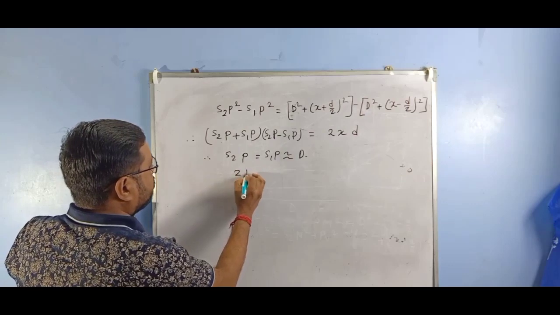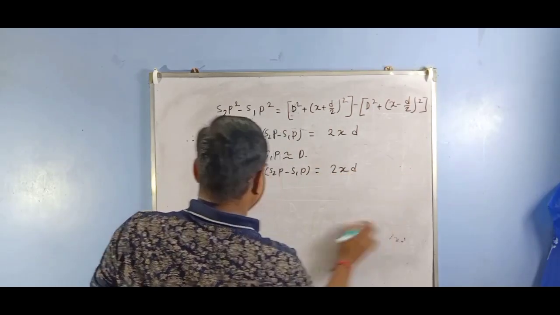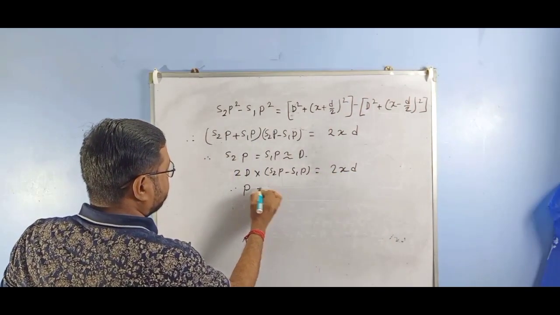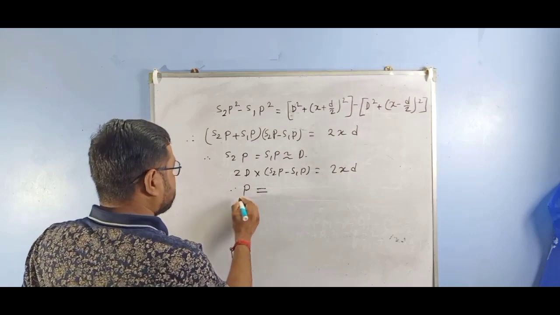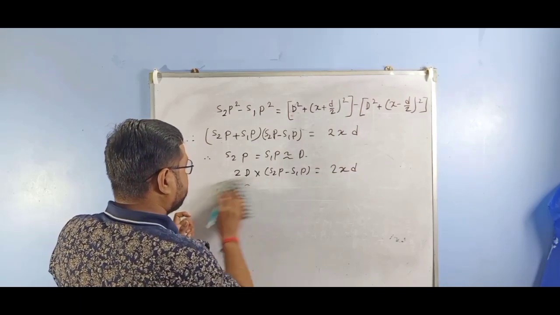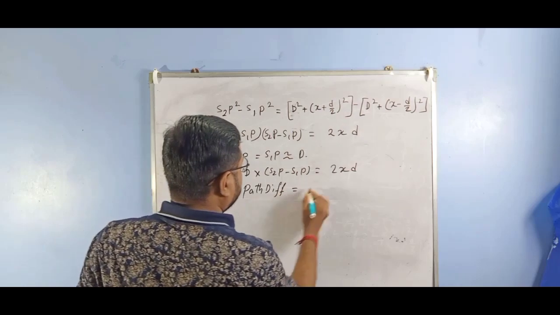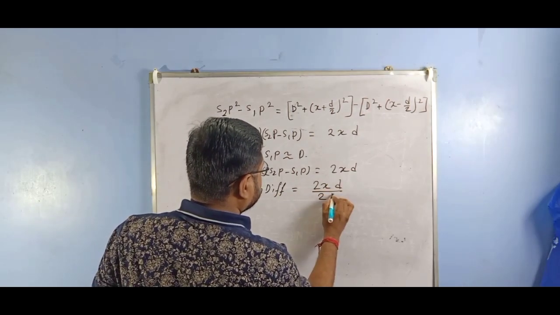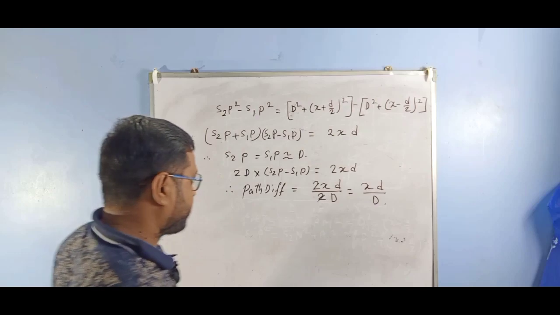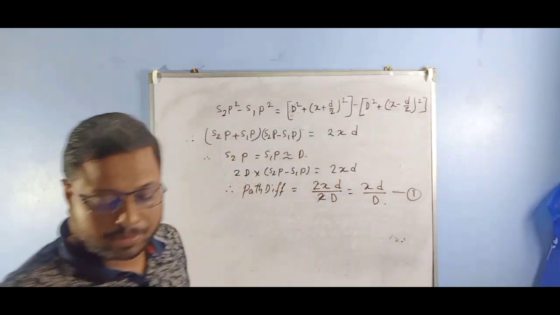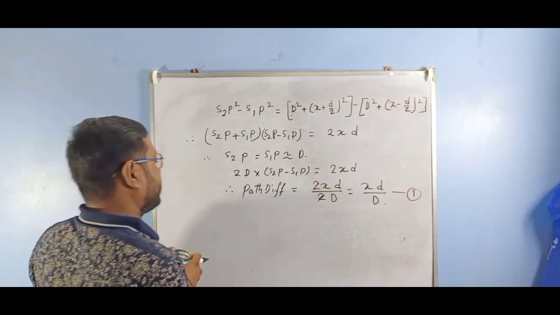Therefore, S2P plus S1P, equal to 2D, into S2P minus S1P, is equal to 2xd. Now, the path difference is S2P minus S1P. Path difference is equal to 2xd divided by 2D. The 2 cancels out, that is xd by D. This is the path difference. Remember the value: xd upon D.